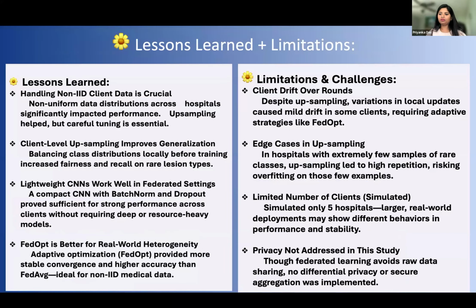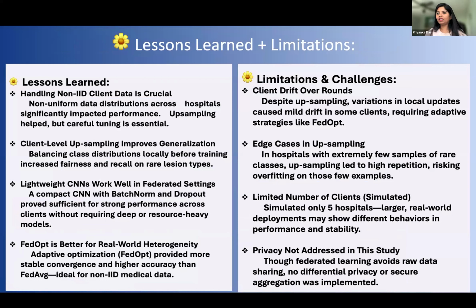To wrap up, let's go over some of the key lessons learned and limitations of the study. So these were the lessons learned. First, I found that handling non-IID client data is absolutely critical. Hospitals had different data distributions, which greatly affected model performance. Upsampling did help, but it required careful tuning. It is not a one-size-fits-all solution.